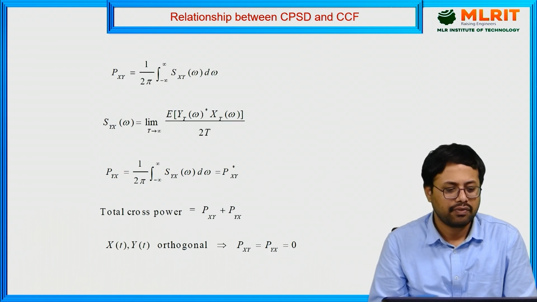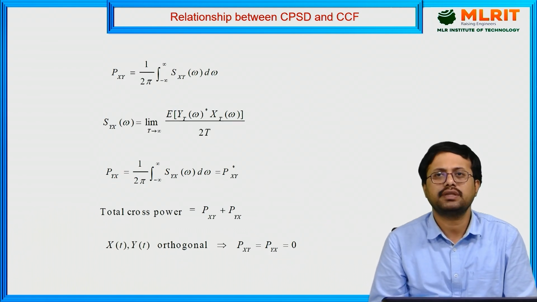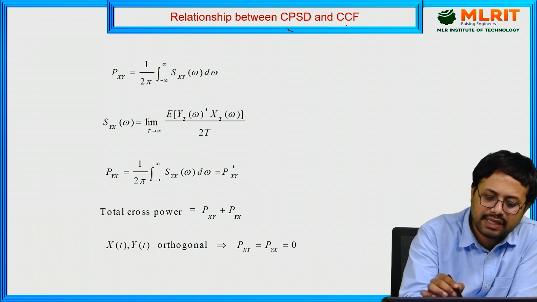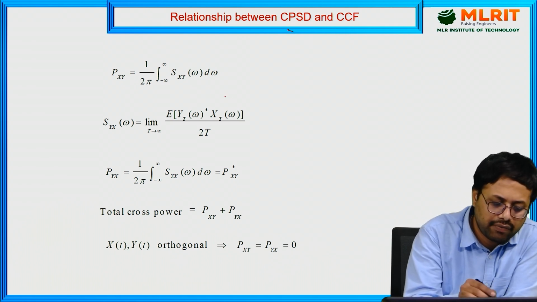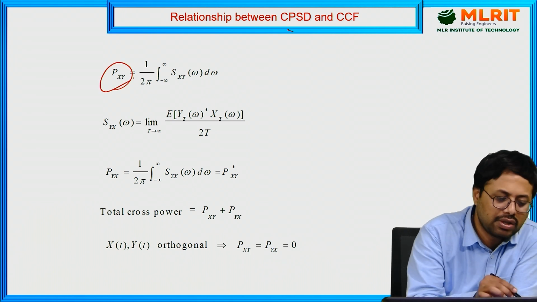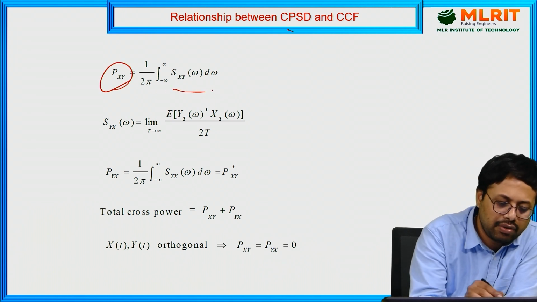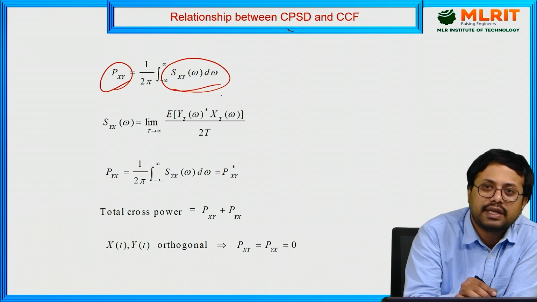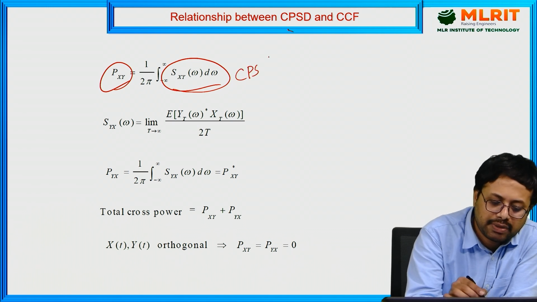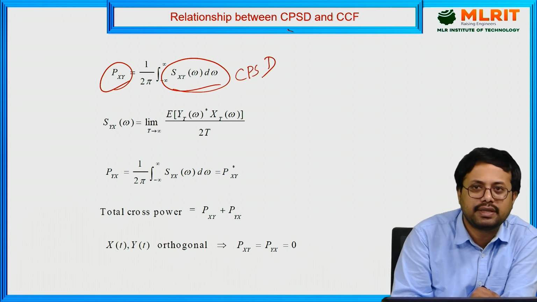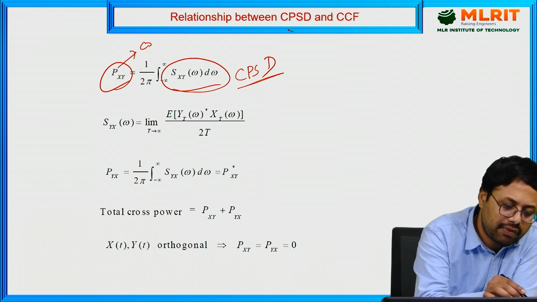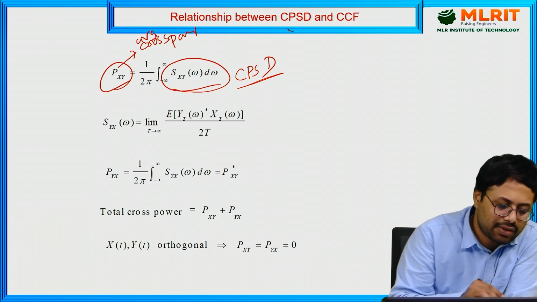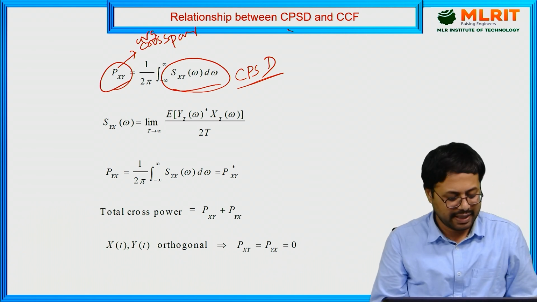Now next we have the relation. What is that relation? We already discussed the PSD and autocorrelation function. Now here, this is the average cross power. Average cross power is equal to the area under the curve of cross power spectral density. The area under the curve of cross power spectral density is called average cross power.